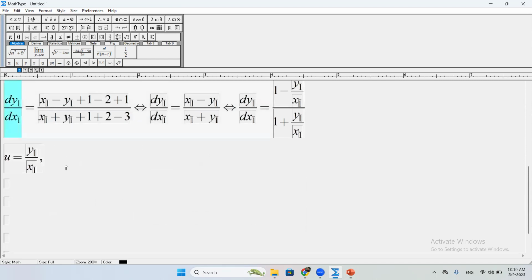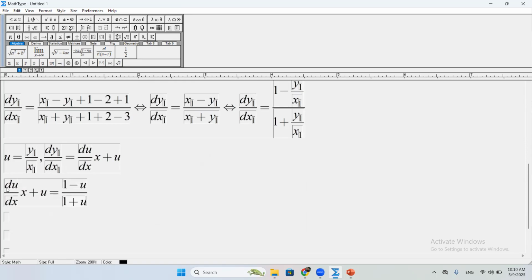So dy1 by dx1 equals u, du by dx multiplied by x plus u. So writing down the equation with the substitution. What do we have here? 1 minus u over 1 plus u. And now separating variables.